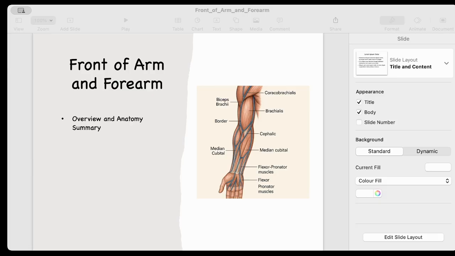So in upper limb, arm is otherwise called brachium. In front of arm, which muscles are there? Biceps brachii, coracobrachialis and brachialis. The nerve supply is by musculocutaneous nerve. Artery of arm is brachial artery. Veins of arm are cephalic and basilic vein. And in back of arm there is triceps brachii muscle.